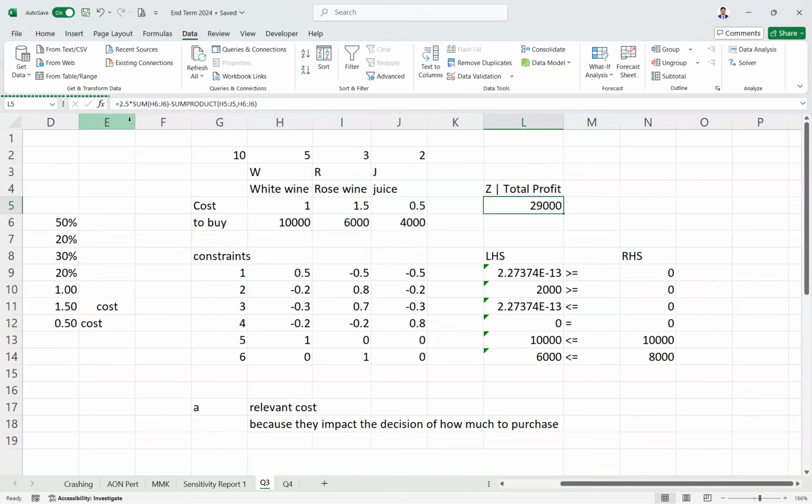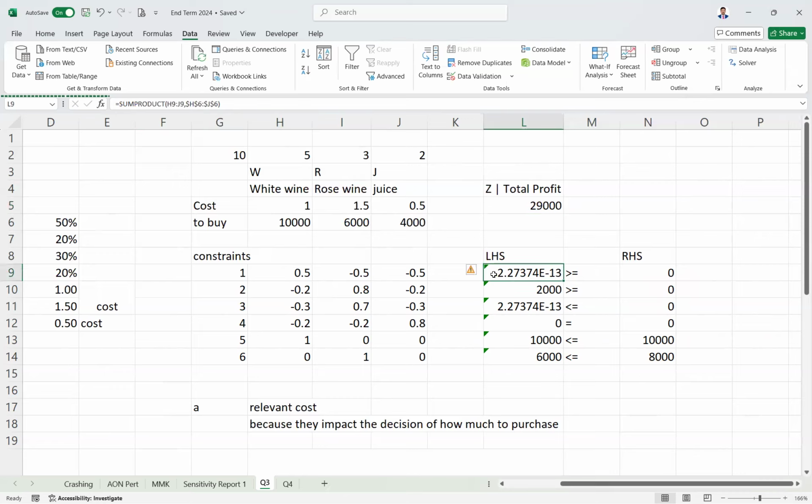How did you get the profit? See the formula bar. 2.5 is the selling price, selling price into the total gallons. Final weight is what? Sum of all those gallons minus sum product of the cost. Cost into gallons. So you are reducing the cost: total revenue minus total cost. Simple. This has to be maximized.